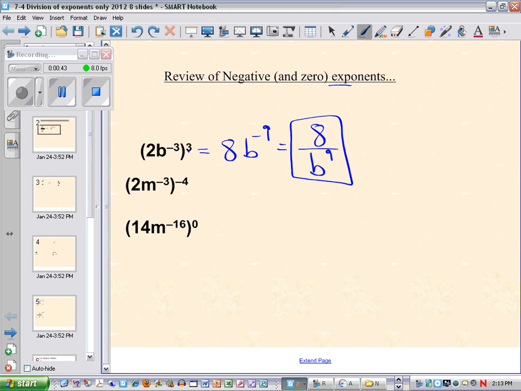Okay, second one, that's 2 to the negative 4th, which would cause 2 to the 4th to go into the denominator. Negative 3rd to the negative 4th, power to a power, multiply, that would be m to the 12th. So that stays in the numerator since it's positive. Okay, and then of course anything to the 0th power is 1. All right.